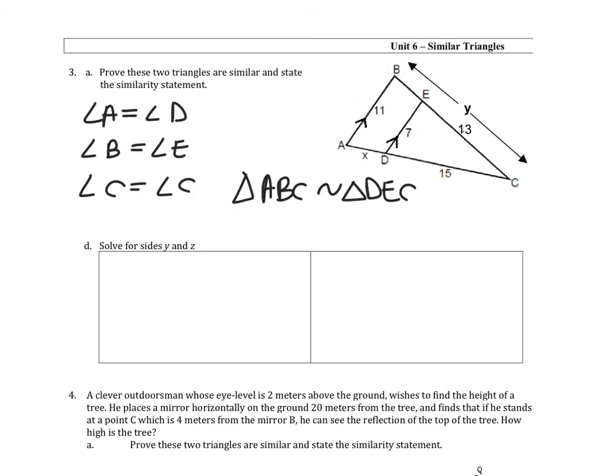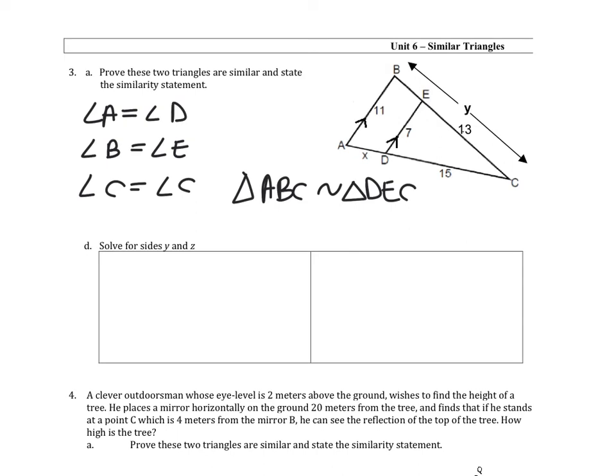Okay, so here's your statement. A and D are equal because we have an F pattern right over here. Okay, B and E are equal because we have another F pattern, and then angle C is shared, so they're automatically equal. So your statement was triangle ABC is similar to DEC.